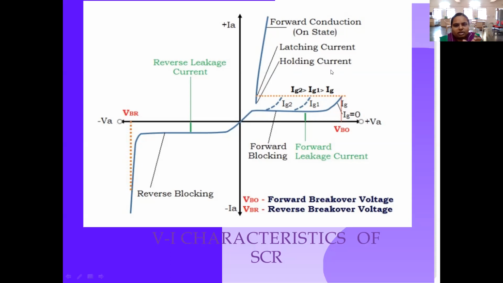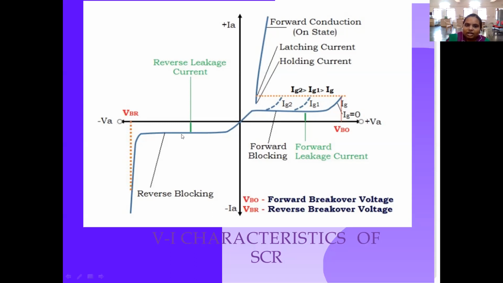At what point the SCR can conduct, meaning holding the current even though the gate is not applied, that is what you call the holding current. Next, in the reverse breakover voltage, here it is going to be reverse blocking. It's not going to conduct there. It will be blocking there only.